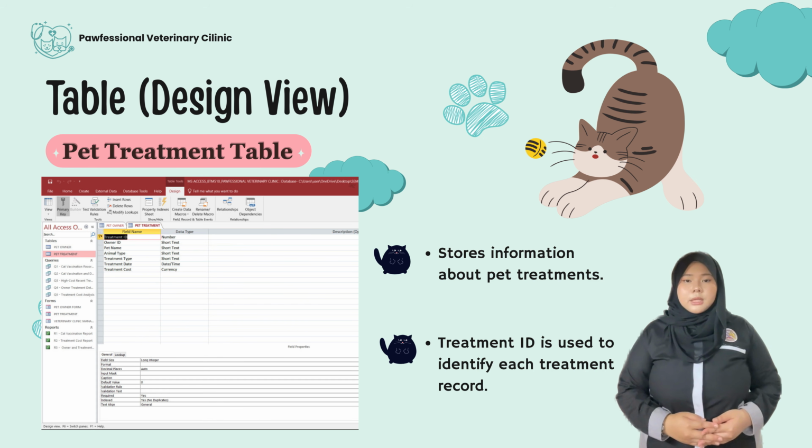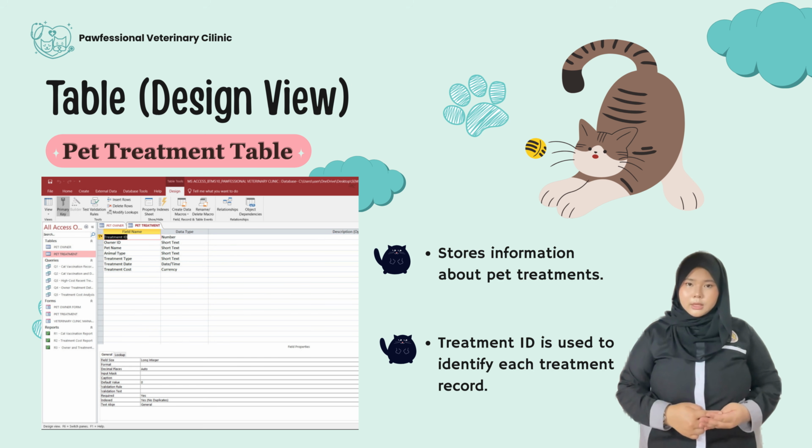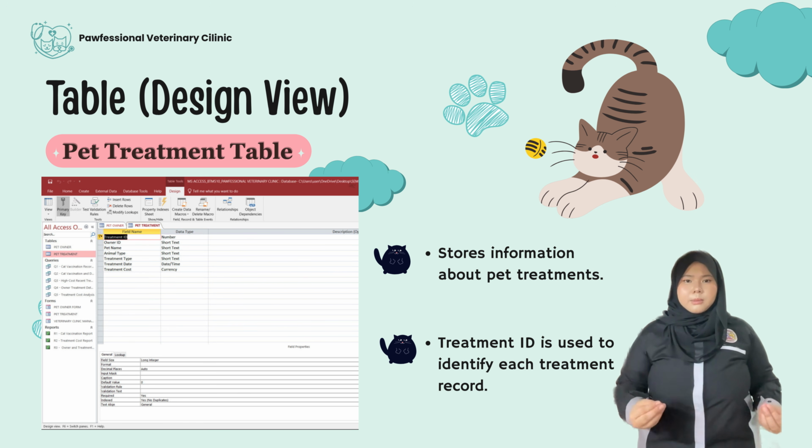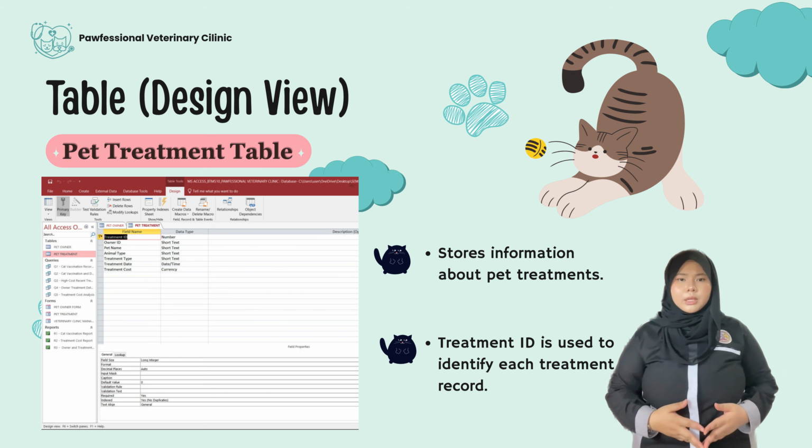The second table is the pet treatment table. It includes the treatment ID, owner ID, pet name, animal type, the treatment data, the treatment date, and the treatment cost. By using this table, all information can be stored in one database instead of paper records. This helps prevent records from being lost, reduce duplicate information, and makes data easier to update.